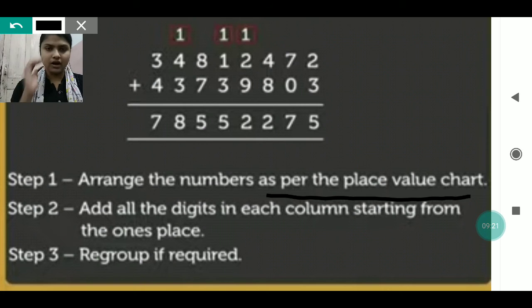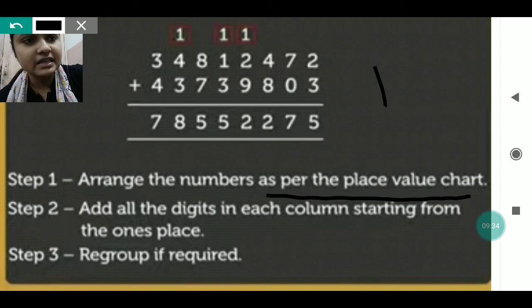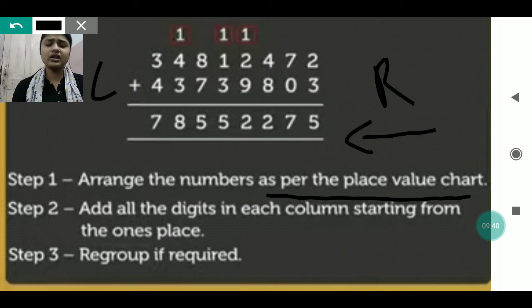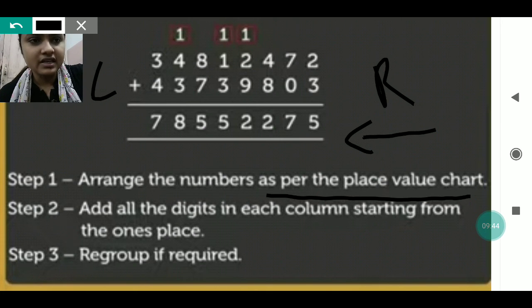Although the place value is not mentioned upside, you have to mention that. After that you write the number according to the place value downside. You will arrange it. Then you will start adding from the right side to the left side. You will go in this direction, right to the left. Now let's start adding from the ones place. 2 plus 3 is 5.